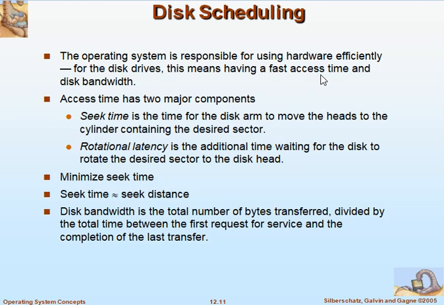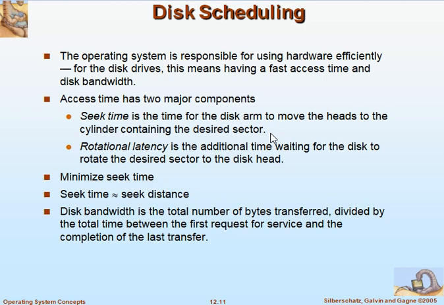Access time has two major components. First one is the seek time. What is the seek time? It is the time taken for the disk arm. If you remember, we saw the diagram where we had the disk arm. It is the time taken for the disk arm to move the heads to the cylinder containing the desired sector. So we have the disk arm, and that arm contains the heads. It is the time taken for those heads to move to the particular cylinder that contains the desired sector.